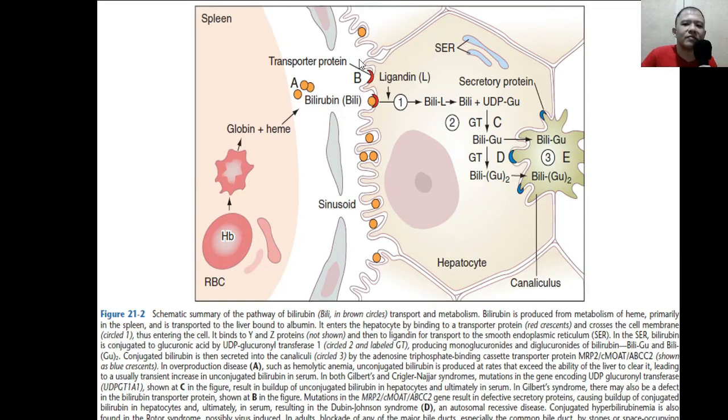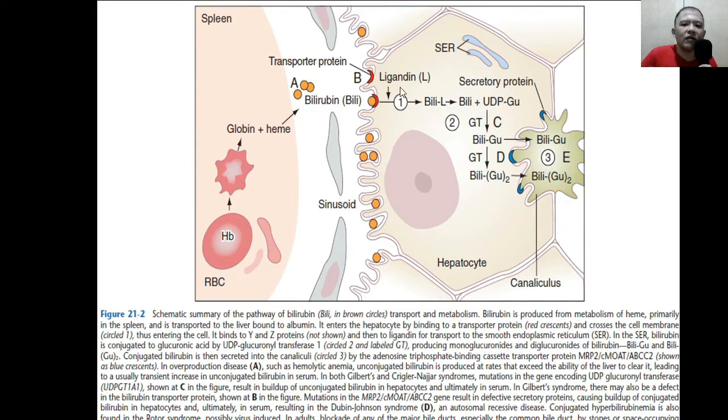Next, you may have a conjugated hyperbilirubinemia if, number one, there is an obstruction in the biliary tract. Number two, if there is a problem or deficiency in the secretory protein.